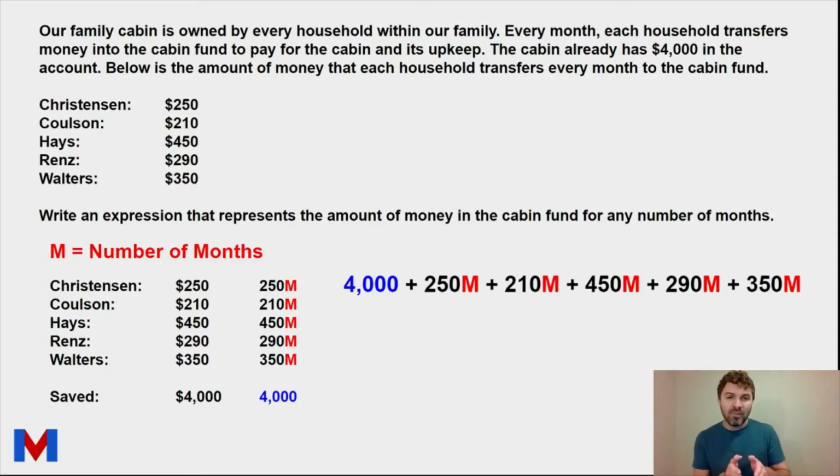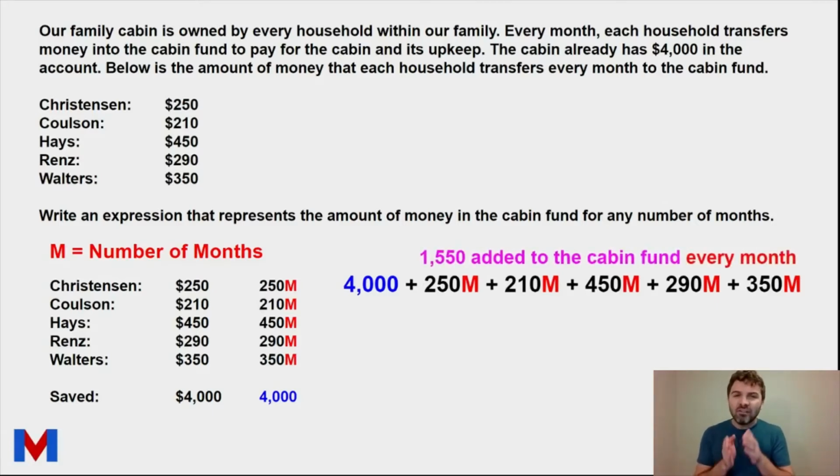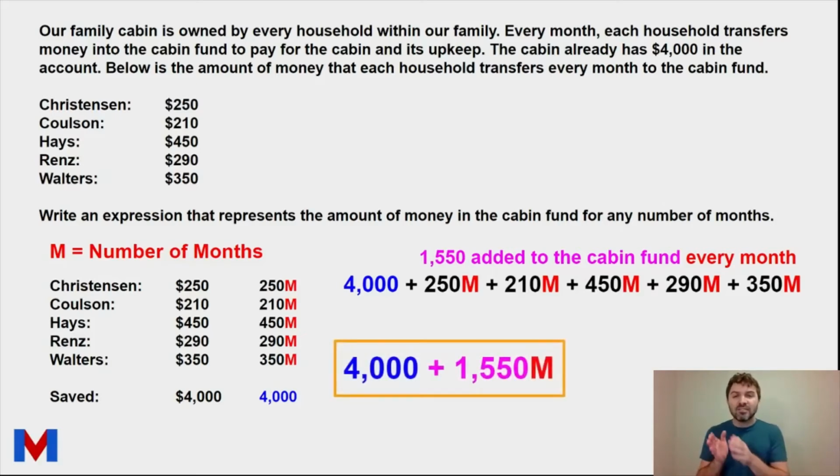The $250 per month, plus $210 per month, plus $450 per month, plus $290 per month, plus $350 per month. So overall, there's $1,550 being added to the cabin fund every month. And again, that's what the m stands for, every month. So we can write this expression as 4,000 plus 1,550m. To figure out how much money is in the account, we take 4,000 plus 1,550 times however many months you want to ask about. I hope this helps.